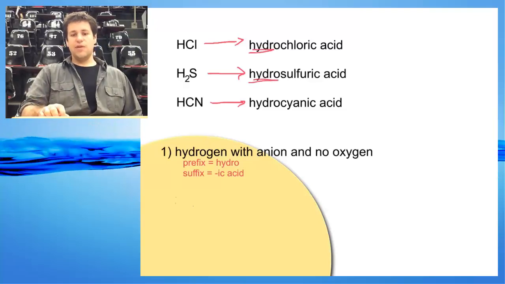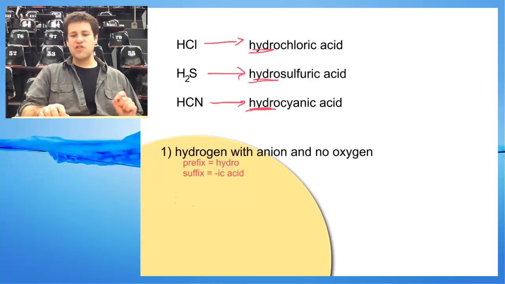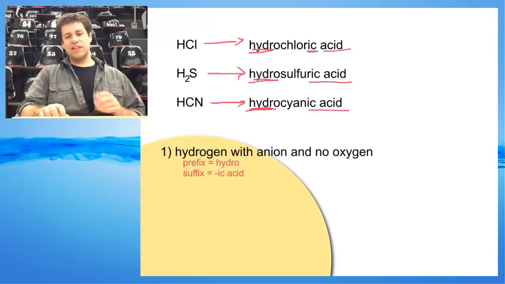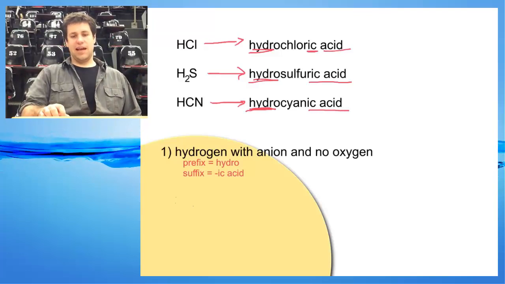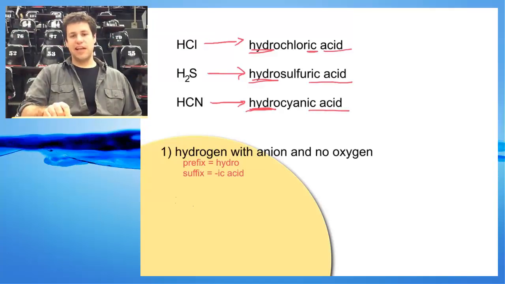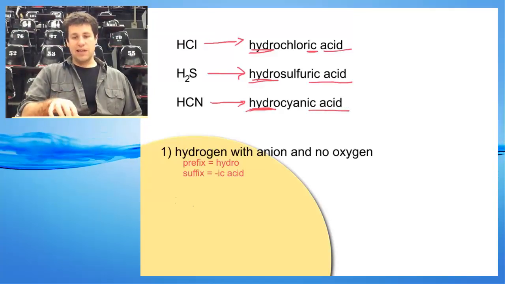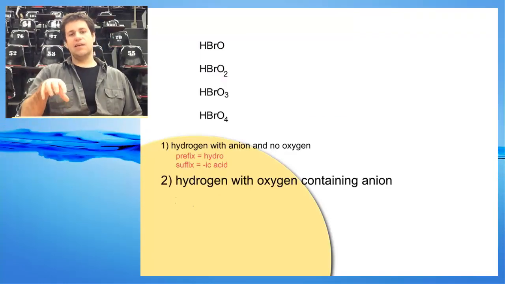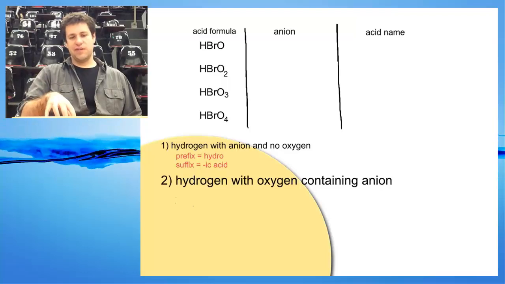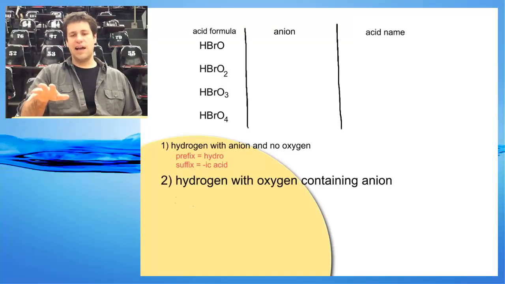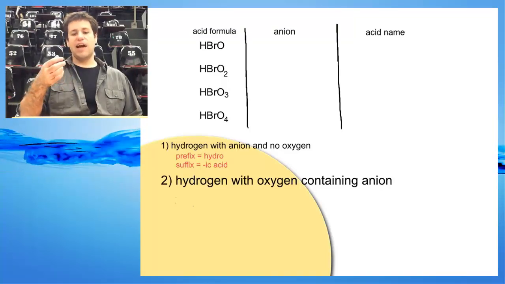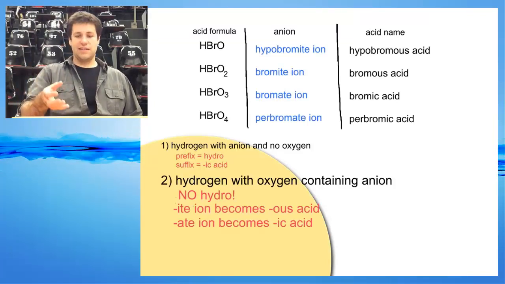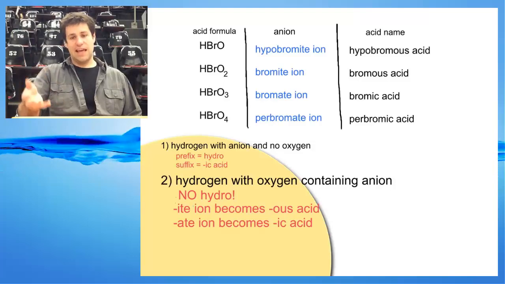When you name acids like this, if there is no oxygen, the prefix is hydro, the suffix is ic acid. Okay? But when you have oxygen, this changes a little bit. Without oxygen, hydro. With oxygen in my anion, I get rid of the hydro. That's the first thing that goes. I just roll with the ion that I started with. And if I have ite ion, it becomes aus acid. Ate ion becomes ic acid.